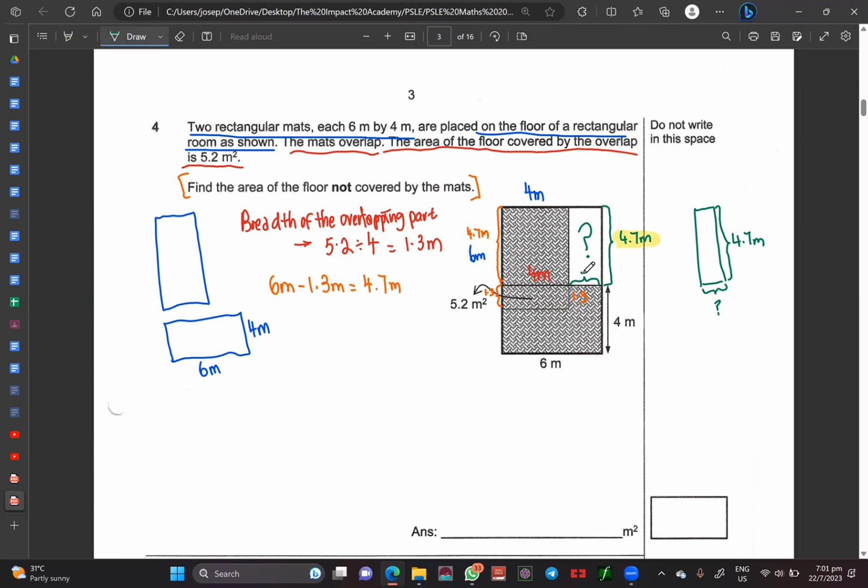Now this part over here is basically horizontal. You look horizontally, you realize that the whole thing is 6 meters. Can you see that? So this green part over here has to be 6 meters minus 4 meters, and that gives me 2 meters. So I know that this is 2 meters. With that in mind, I have all of the measurements. I can find the area of the floor that is not covered by the mat. So therefore, it's 4.7 times 2. When I do that, I get a very beautiful answer of 9.4 meters square.